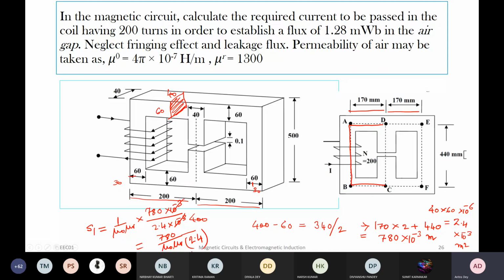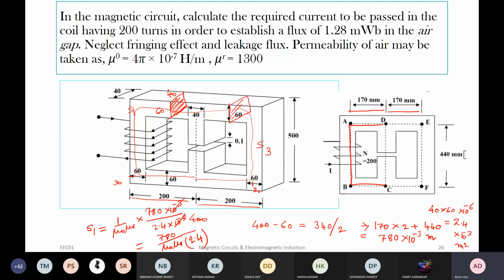If you calculate S1, then S1 is nothing but equal to S3. I have written there S3. So this is your S3 and this is your S1. These are symmetric. If this is S1, this is your S3, right? Do you agree? Because this is also 170, 440, 170, and here cross section area is same as that. This is your cross section area, 40 into 60, right?